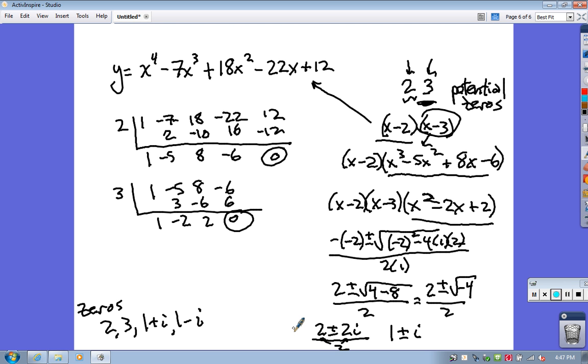Here's what I want you to notice: this had a degree 4, and we got 4 zeros. And now that degree tells us some information. The degree actually tells us the maximum number of zeros that we can have. It could be less. It could be less than 4, but at most we'll have 4. And if it's less, it's actually called a repeated zero. I'll show you how to identify those as well.